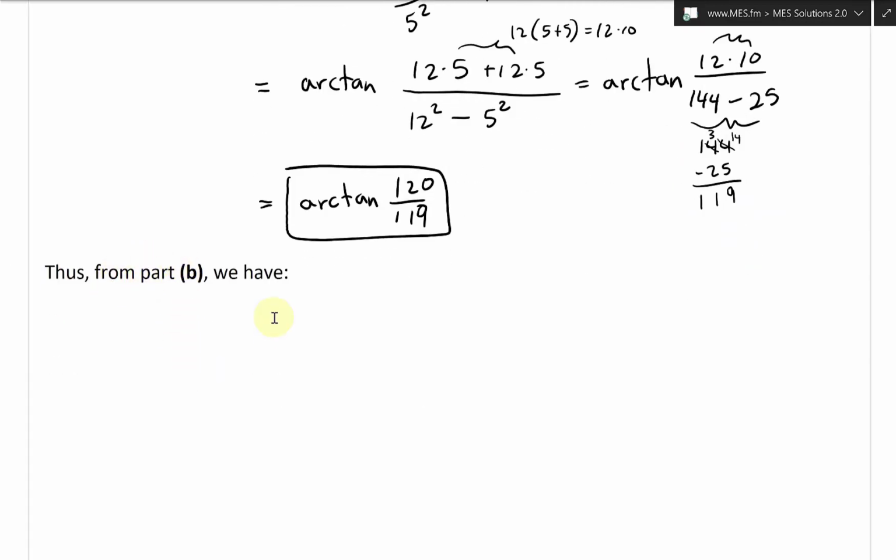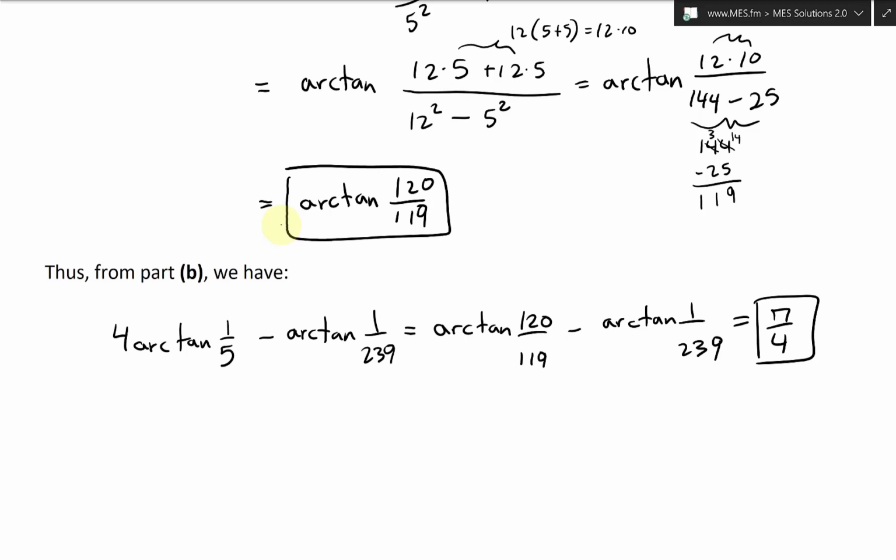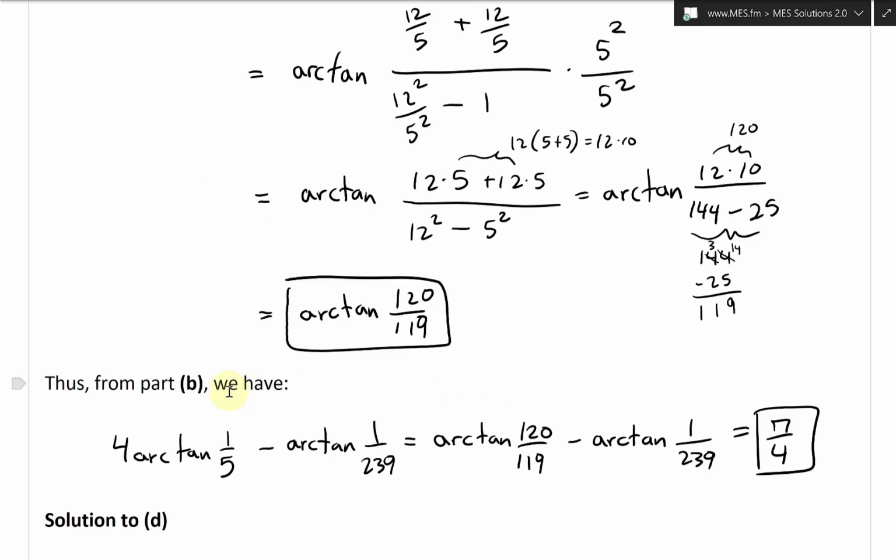Alright, so thus, from part B, putting this all together, 4 arctan 1 over 5 minus arctan 1 over 239 equals, well, this part is just this, arctan 120 over 119. Again, that's just from part B. Minus arctan of 1 over 239. And from part B, this just equals pi over 4. Like that. So yes, fascinating. Alright, so that is part C.